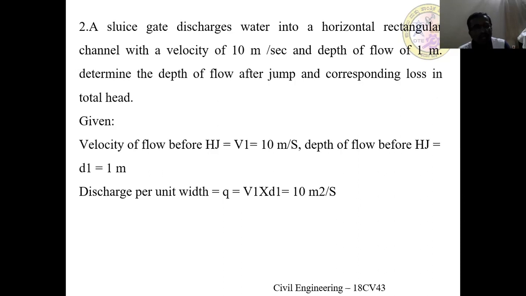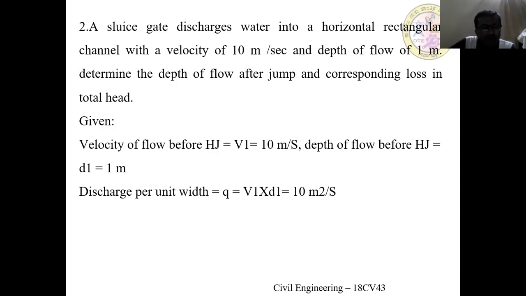Then hydraulic jump usually occurs, with a velocity of 10 meter per second and depth of flow of 1 meter. Determine the depth of flow after the jump and the corresponding loss of total height. So once again the data given: velocity of flow before jump V1 is 10 meter per second, depth of flow before hydraulic jump is 1 meter.